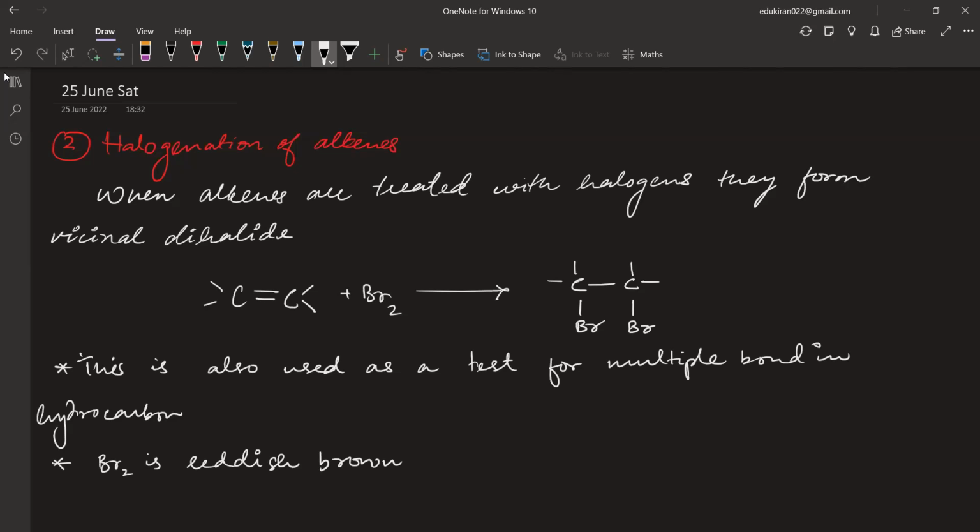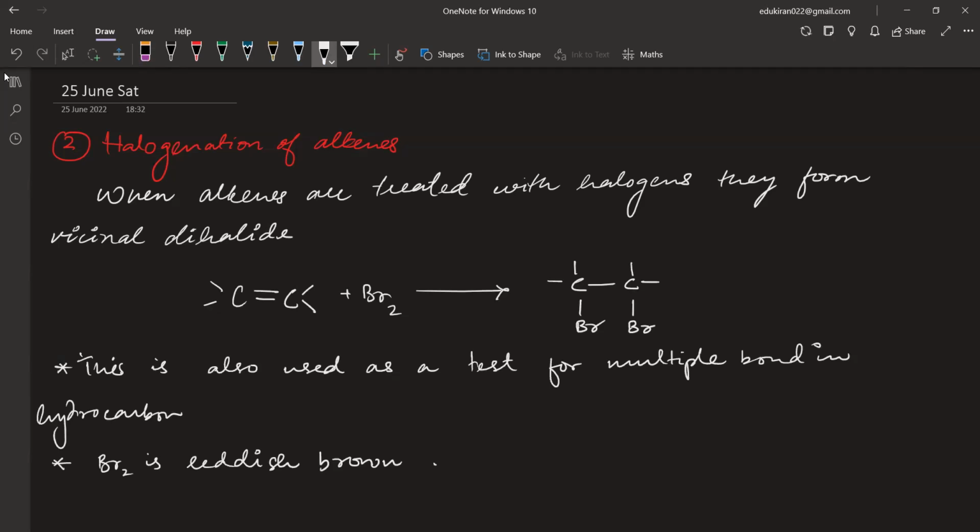Why do we use CCl4 and not water? See, Br2 is going to be non-polar. And if it is non-polar, then we need a non-polar solvent also. When things are polar, we need polar solvents. Now, both the alkene, the substrate, and the reagent are non-polar. That is why we use CCl4. It is not a reagent.